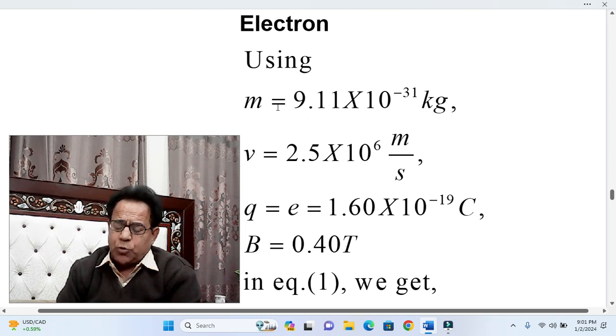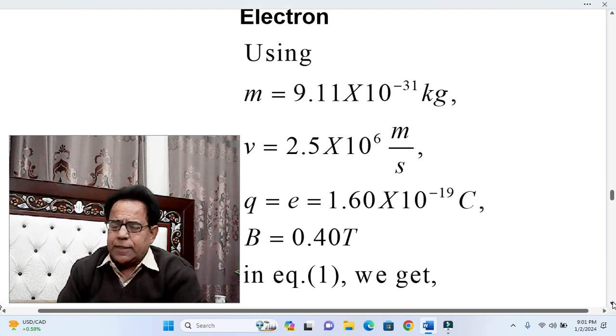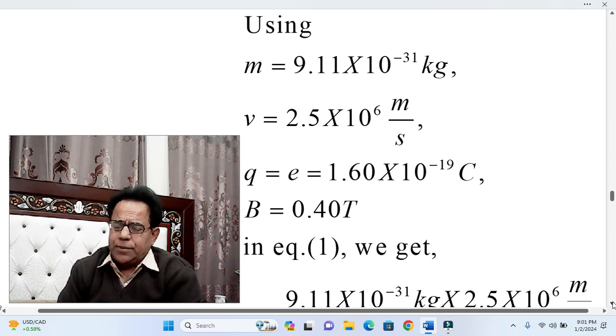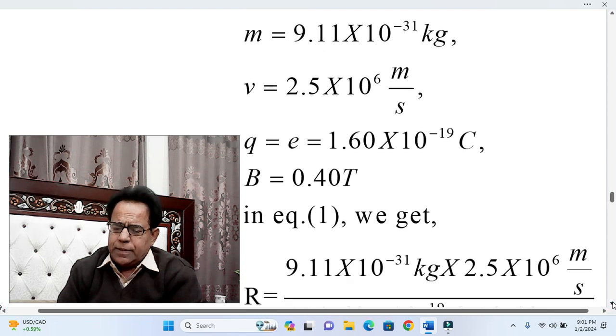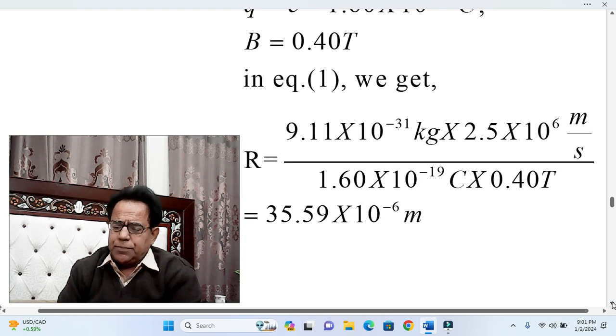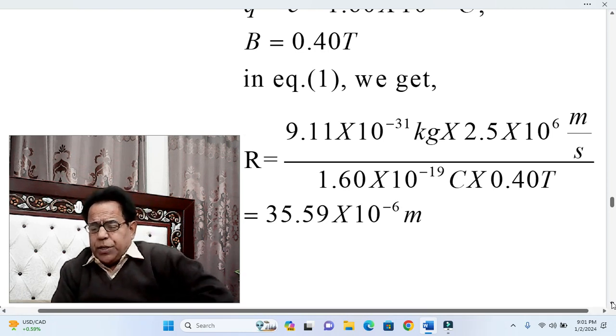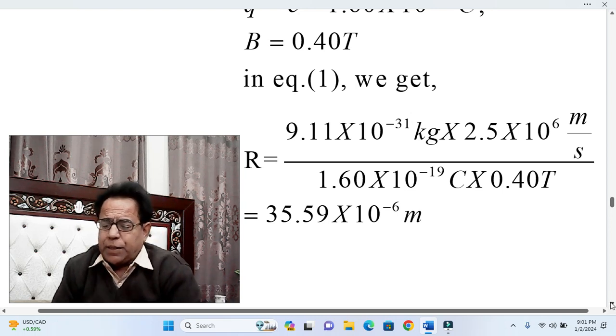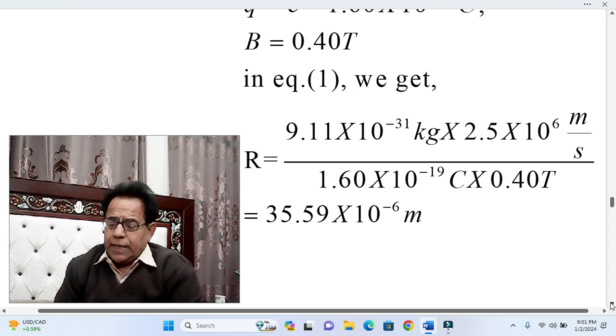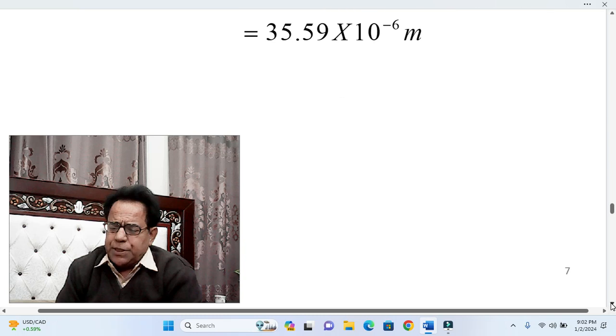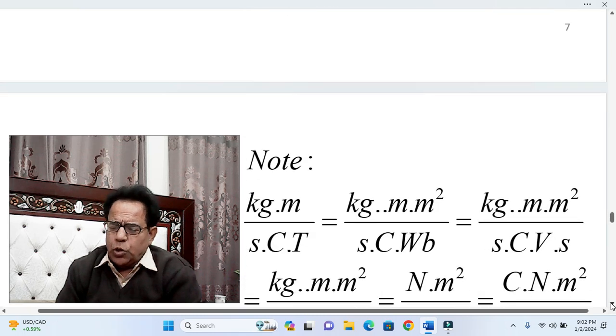In place of mass of proton, we have used mass of electron, and the remaining is just simplification. Here radius r has become equal to 35.59 into 10 raised to the power minus 6 meter. Here once again we have copied and pasted all the previous steps in which so many units have been converted into simply one unit, that is meter. So the whole story is here.